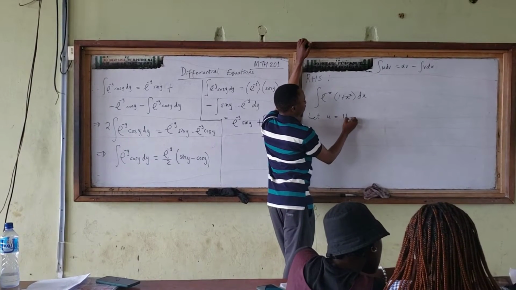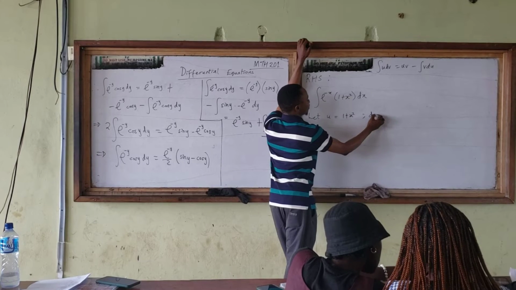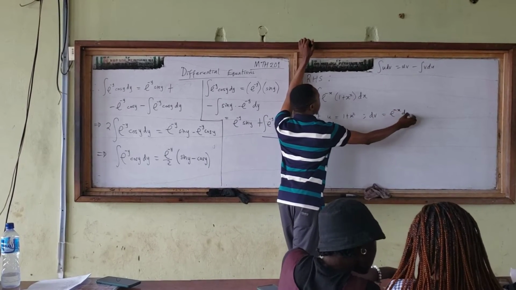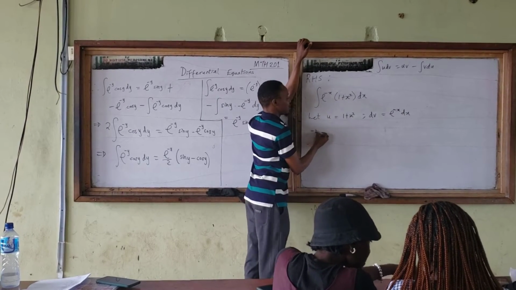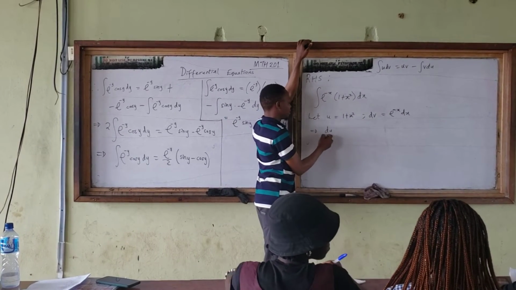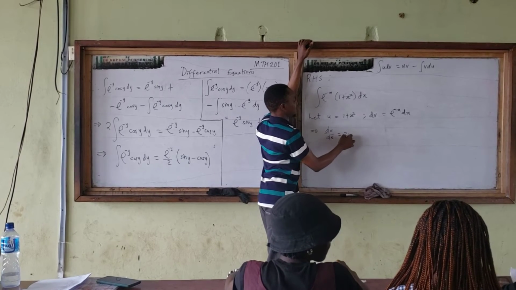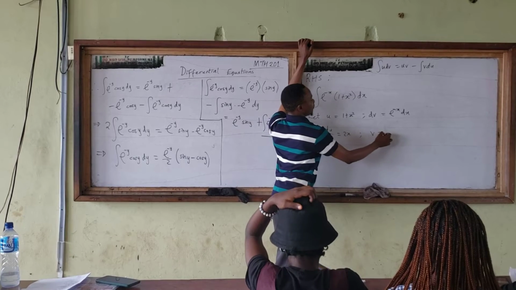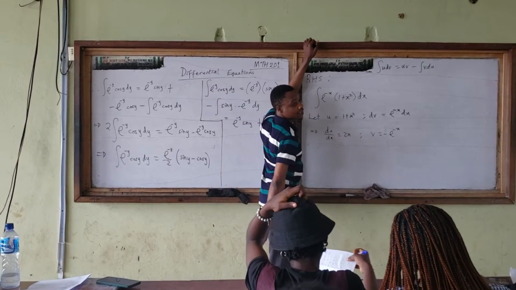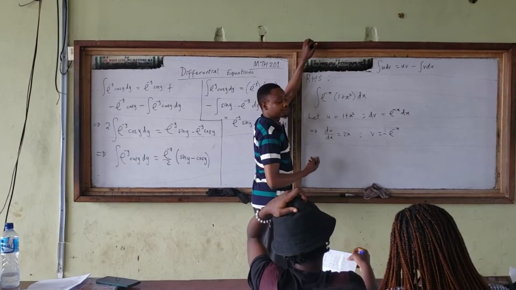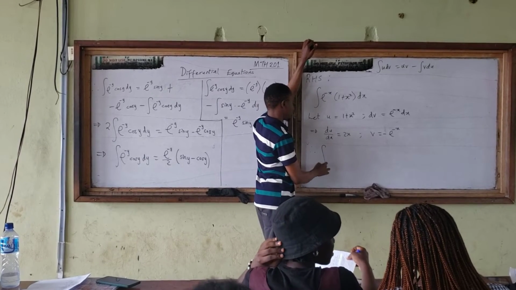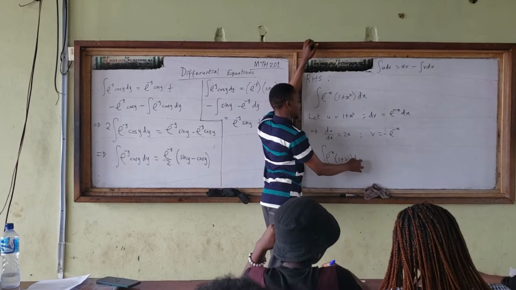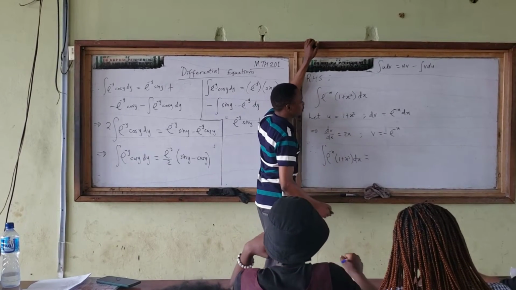u equal to 1 plus x squared, and dv equal to e raised to power minus x dx. So we're going to have du over dx equal to 2x, and then our v will be equal to minus e raised to power minus x. Is that clear? Yes. Then you can say that therefore the integral of e raised to power minus x into 1 plus x squared dx equal to, what will this be now?